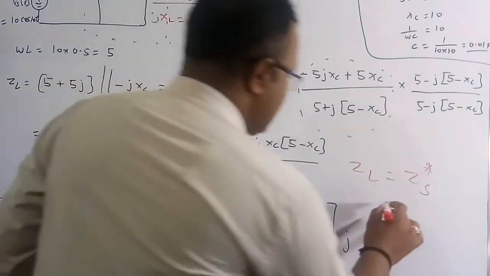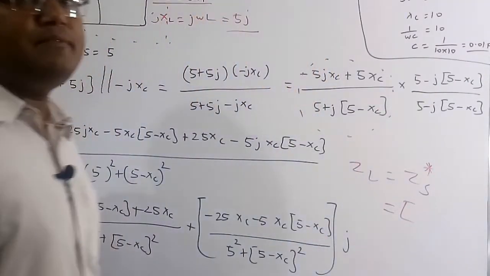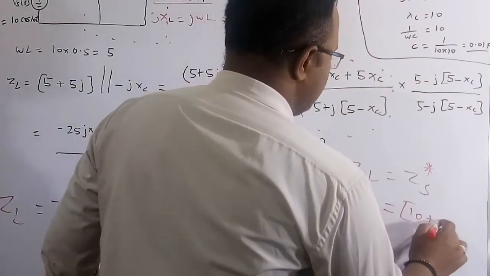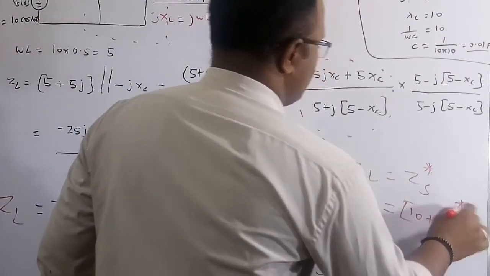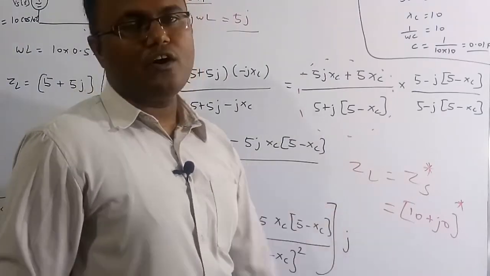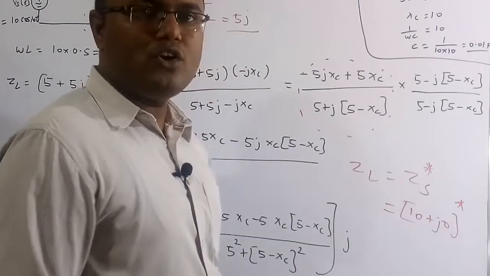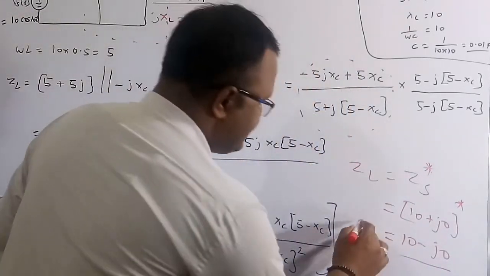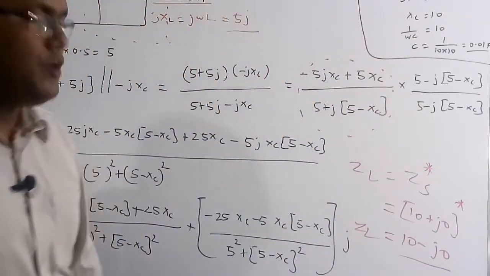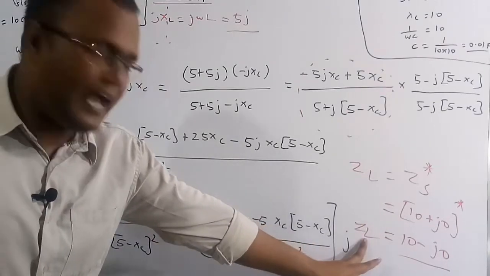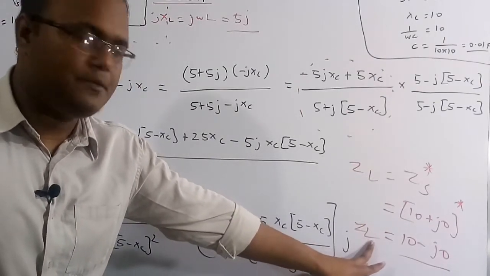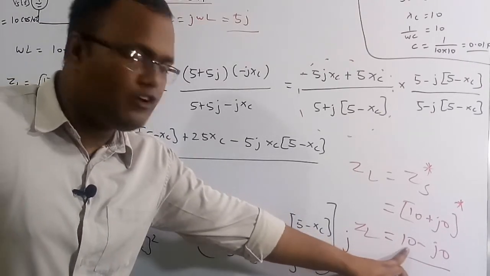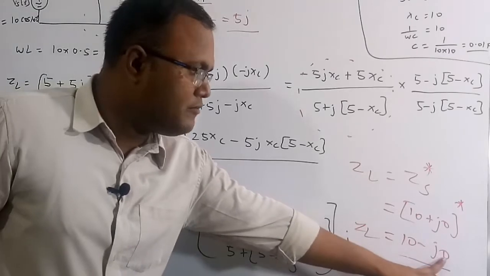If you see carefully, ZS is the internal impedance, which is only a pure resistor, 10. There is no complex term, only the real part. So 10 plus J0 whole conjugate, that is 10 minus J0. So ZL has to be equal to 10 minus J0. But ZL has a real part and an imaginary part, so the real part has to be equal to 10 and the imaginary part has to be equal to 0.